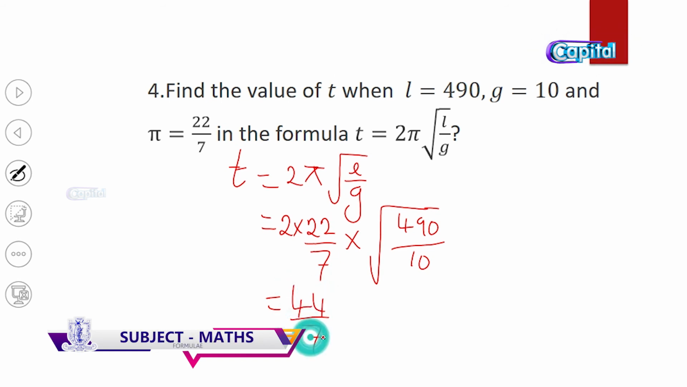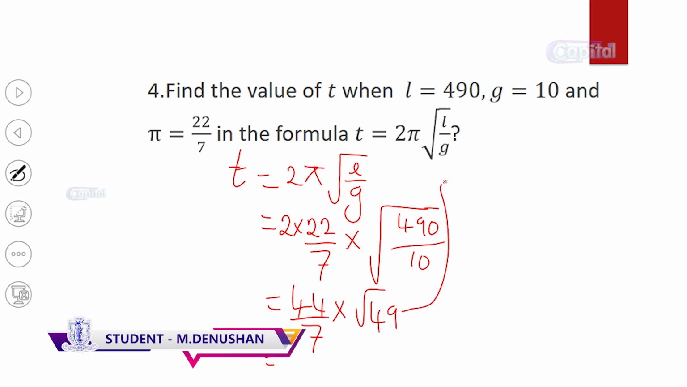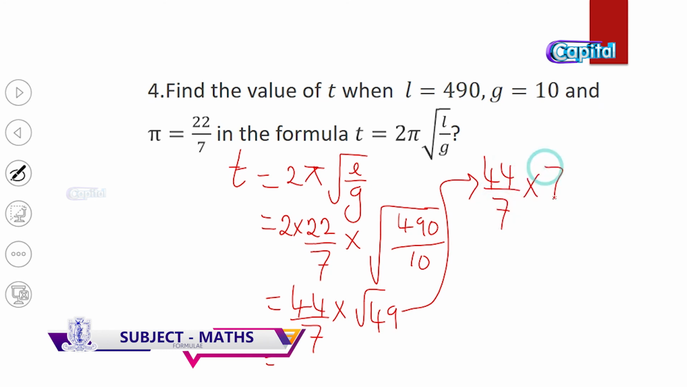44/7 is equal to root 49 into root 49. Root 49 is equal to 7. By simplifying, we obtain the answer t is equal to 44.